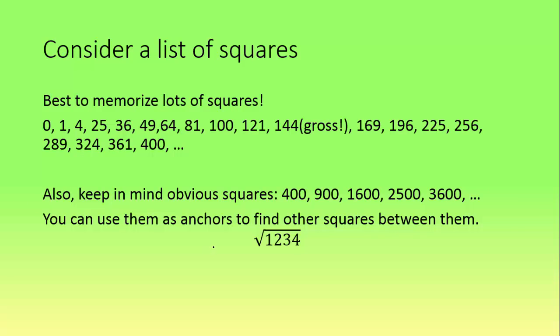Here's a couple things to think about. It really helps to memorize a lot of perfect squares. Okay, here's perfect squares from 0 to 400. Those are pretty easy to memorize. And then beyond that, if you just keep in mind these perfect squares, those can provide anchors so that you know that something like this is between 30 squared and 40 squared. So it's going to be 30 something squared.